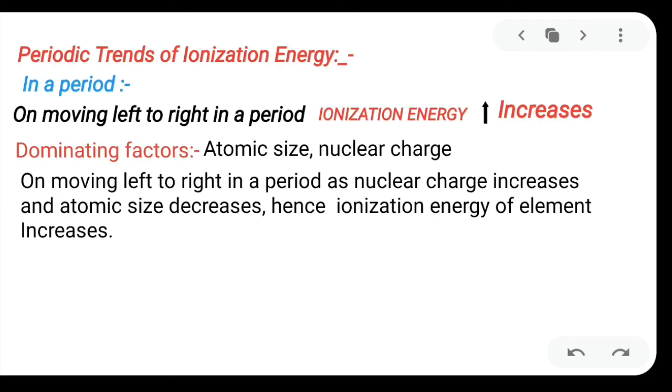Now let us discuss the trend in the ionization energy. First, across the period, moving left to right, the ionization energy increases. Why does the ionization energy increase? Here there are two dominating factors: one is the atomic size, another is the nuclear charge. When we move left to right, atomic size decreases and nuclear charge increases. As atomic size decreases, ionization energy increases, and as nuclear charge increases, ionization energy also increases. So on moving across a period from left to right, ionization energy increases.